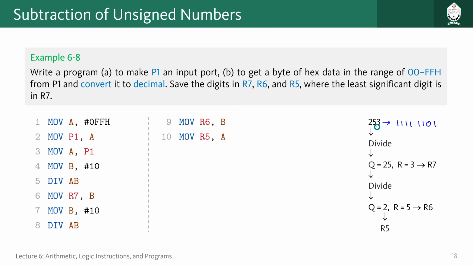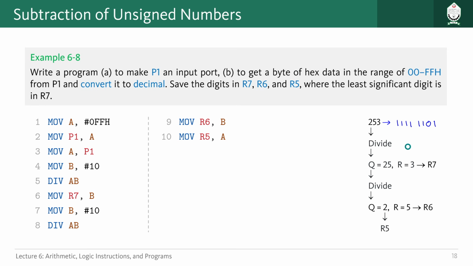So what we are going to do is use 3 different registers to store each digit of 253: 2 in one register, 5 in another register, and 3 in another register. They will be saved in binary form, but separately in 3 different registers. This is what we mean by converting that to decimal. 2, 5, 3 will be separately saved in R5, R6 and R7 respectively. Okay, so that is the idea. So how are we going to do that?